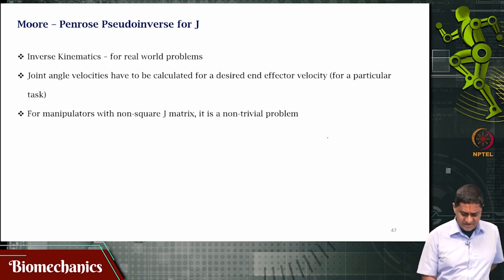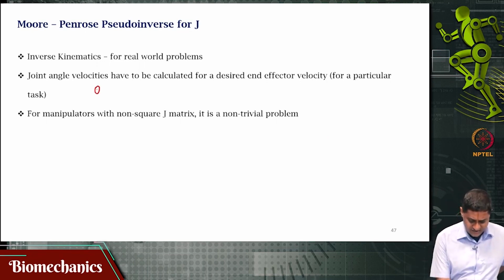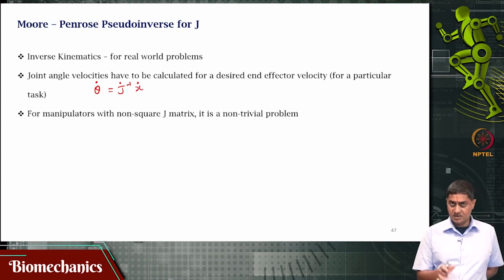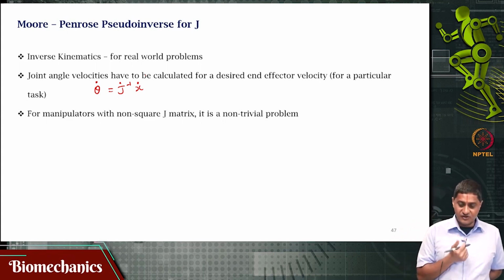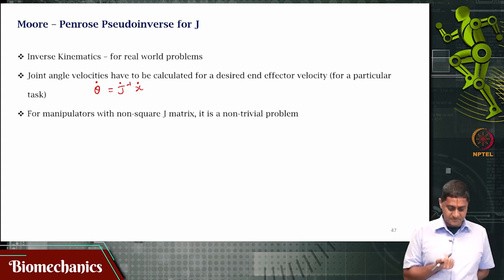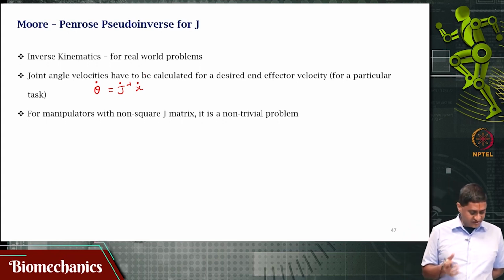In other words, I am interested in solving for theta dot as J inverse times x dot. All these are matrices. I am interested in finding this, but I can't, because J inverse itself does not exist. Now what to do? That is the problem that I am faced with.